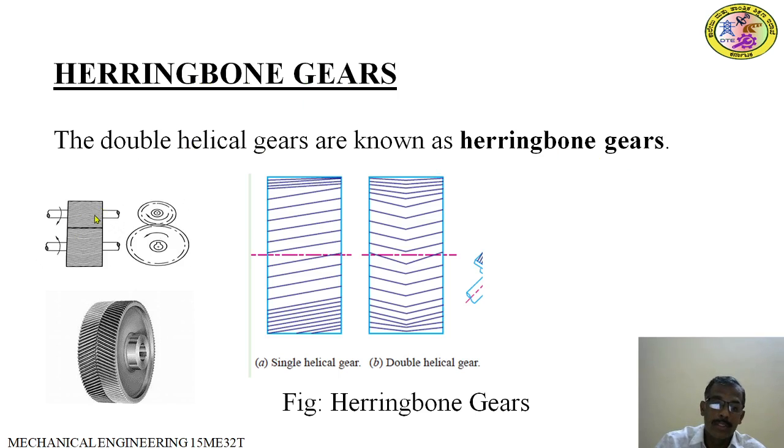Now you observe here, if I want to transmit the motion from driver to driven, we have double helical gears here. One is right hand, another is left hand. The left hand and right hand are placed together over one shaft only. These two gears are placed over only one shaft, either on the driver or driven, or on the other also they will do the same thing.